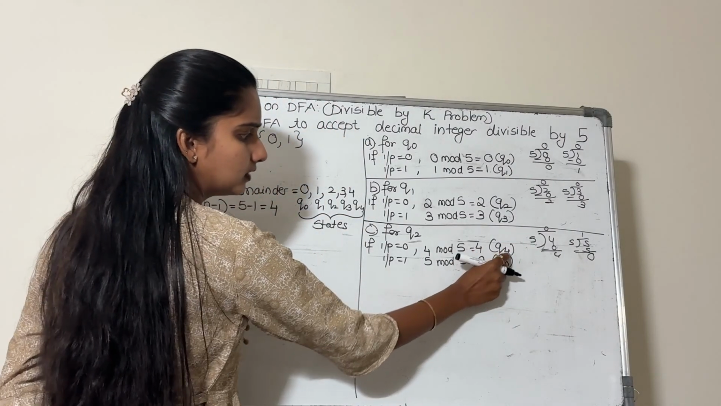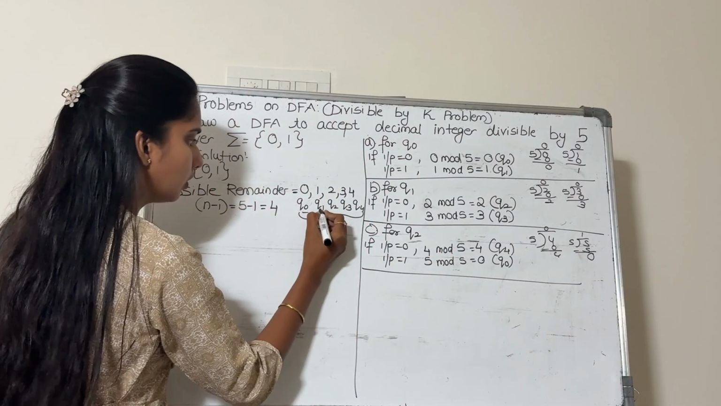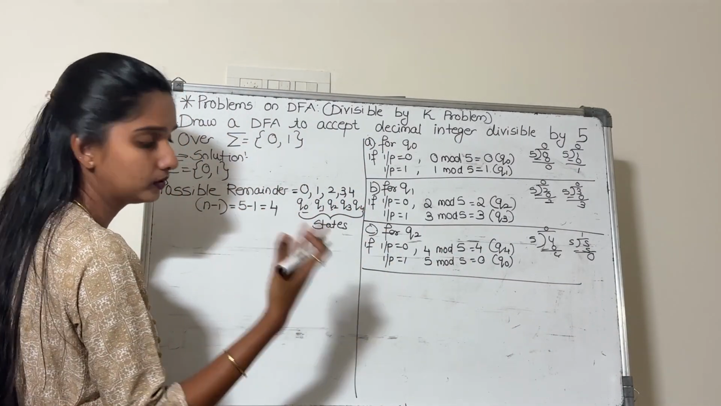Just write the same number. So this was for Q2. We are done with Q0, Q1, Q2. We are remaining with Q3 and Q4.